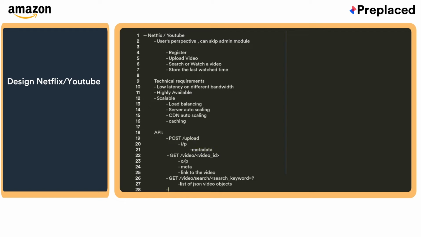Okay, so we need to have a register endpoint. Let's say we have a POST user slash register endpoint, which takes in all your information, like name, email id, and all those things, and it registers you as a user. After you are done providing all the details, it probably triggers a verification email, so the verification email might be triggered by this particular endpoint.